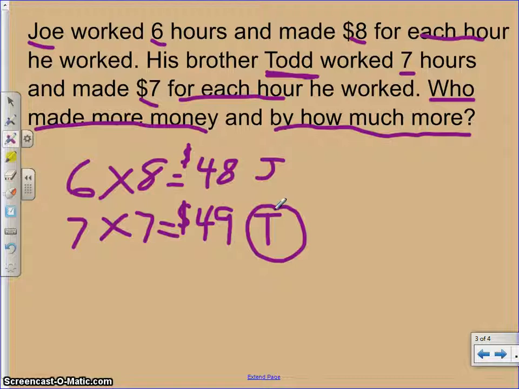This is actually not that difficult to figure out how much more. 49 is 1 more than 48. So Todd makes more money, and then I would say he makes $1 more in my final answer.